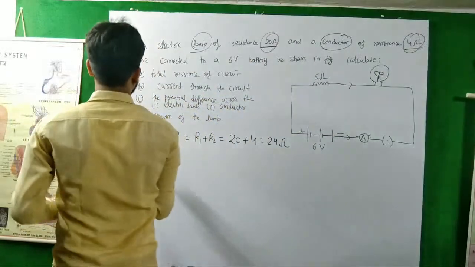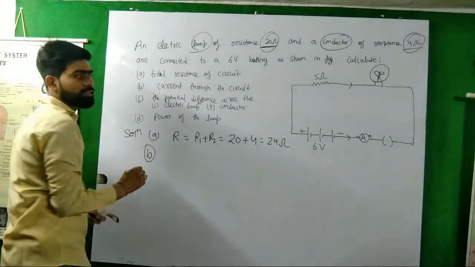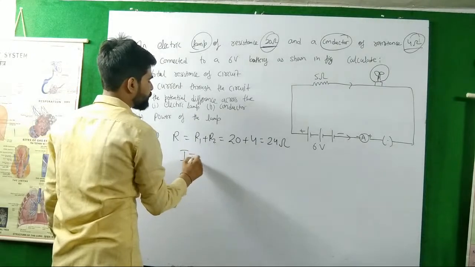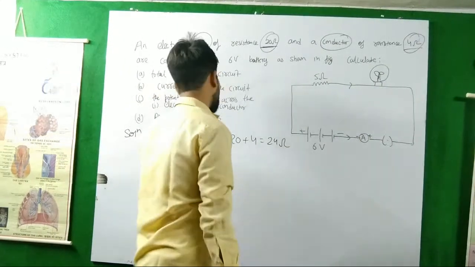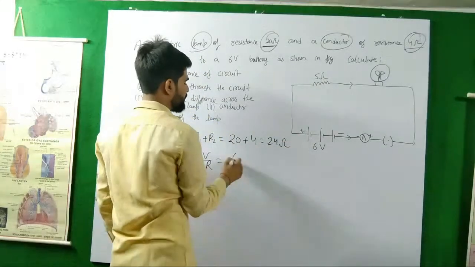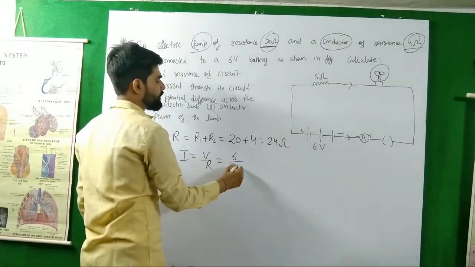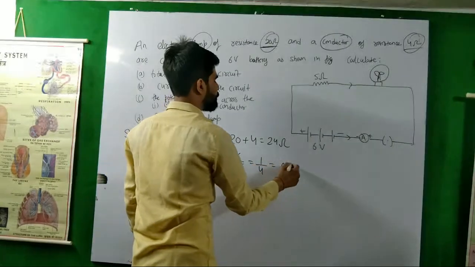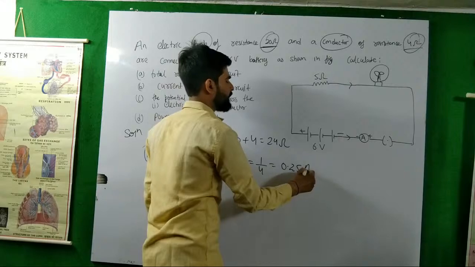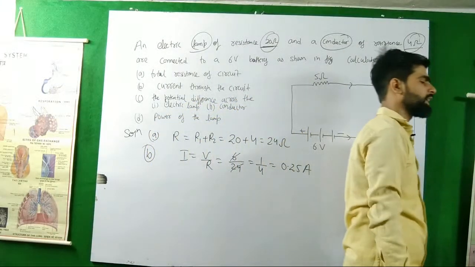And the next question is the current through the circuit. Current means I. I is equal to, we know very well, V upon R. The value of V is given as 6 and the net resistance is 24. When we cancel, 1 upon 4, you find 0.25 ampere. This is the answer of the second question.